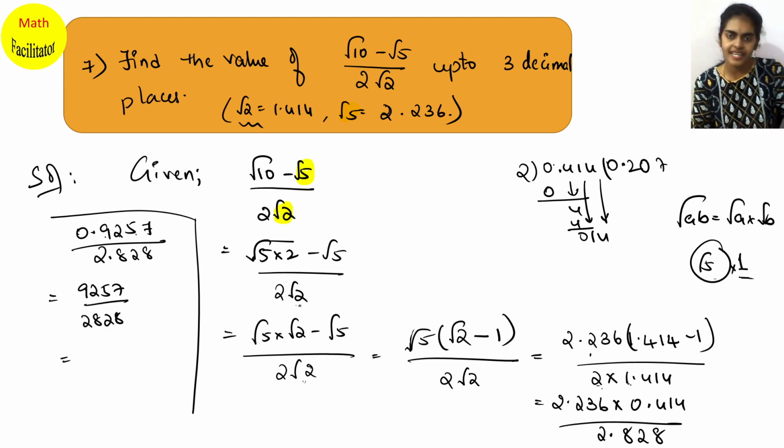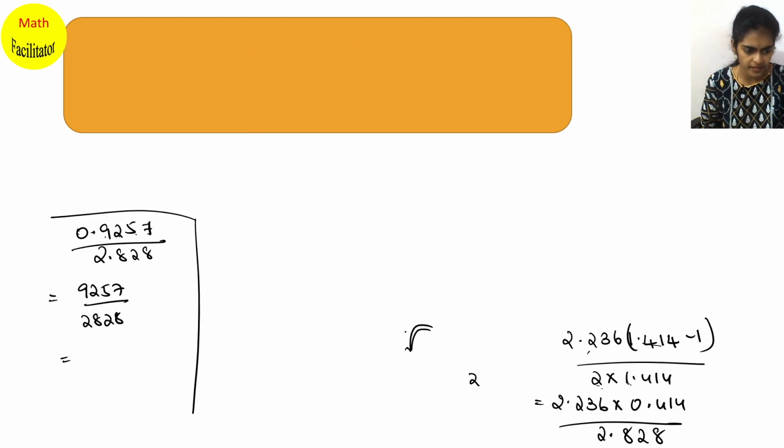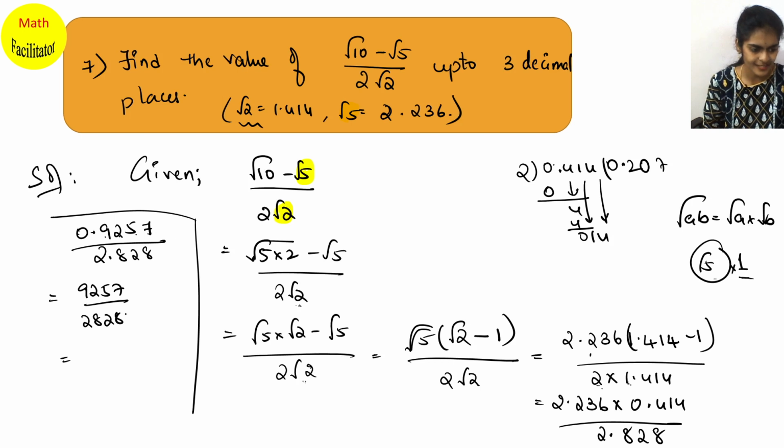Now you can divide this further. How much will you get, beta? If you want, you can take only 3 places here also, and there is no problem at all, because these are approximate values. Since in the denominator you have only 3 places, you will multiply and divide by 1000. So this is what you get.